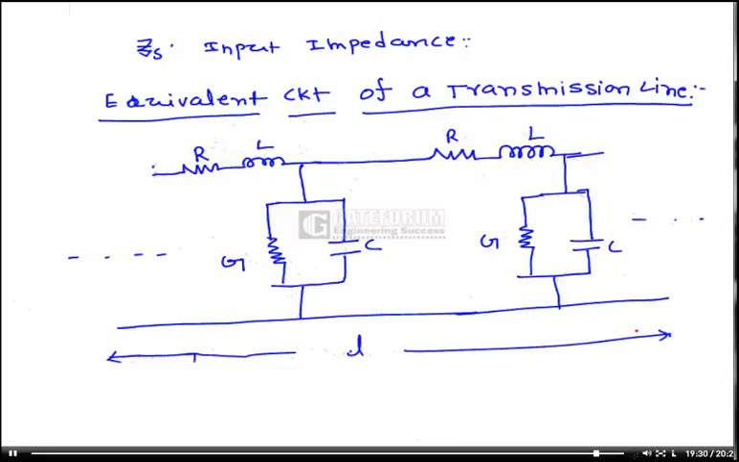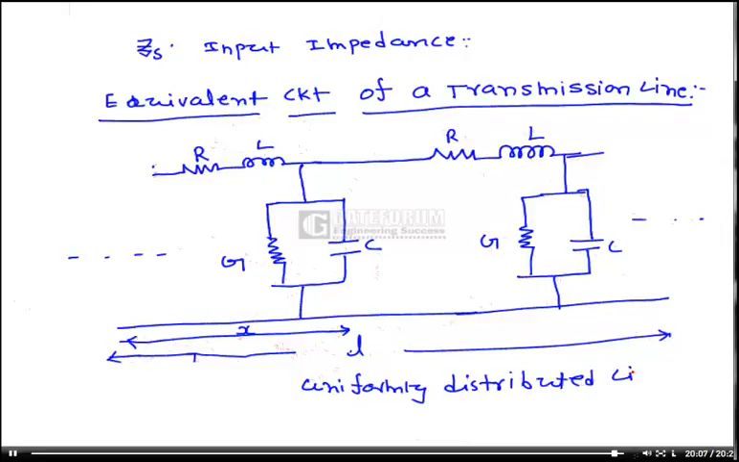So in the length L, the parameters are distributed. So a transmission line is a distributed network. Suppose the length of this section is X. If the parameters repeat for every X distance, then we can say that it is a uniformly distributed line. Suppose the parameters do not repeat for every X distance, obviously it is a non-uniformly distributed line. Generally, for our discussion, we will consider the line to be a uniformly distributed line.